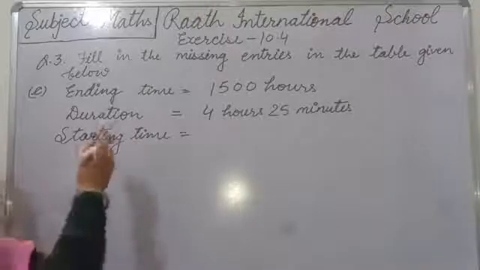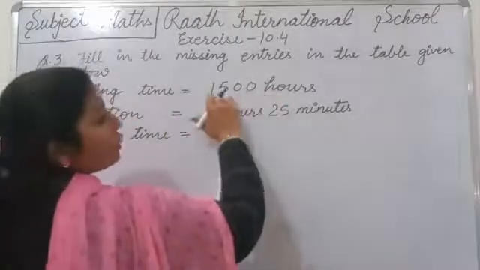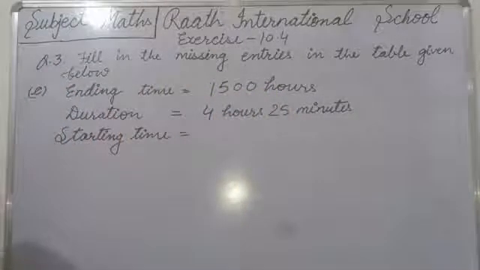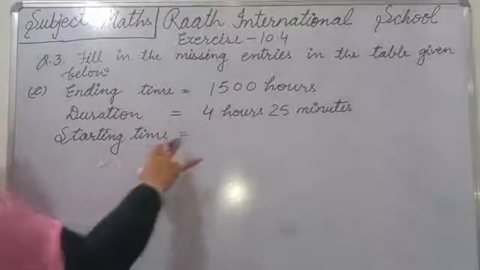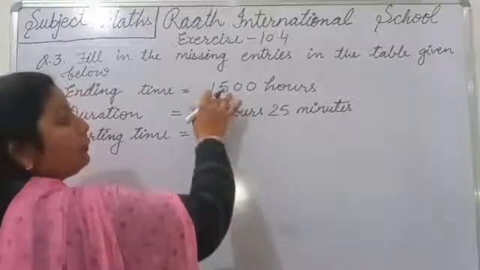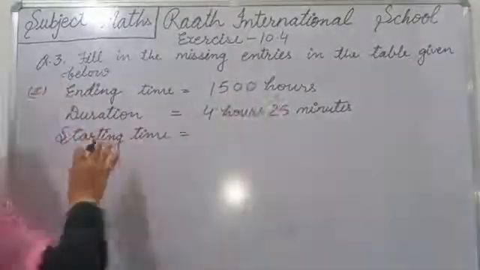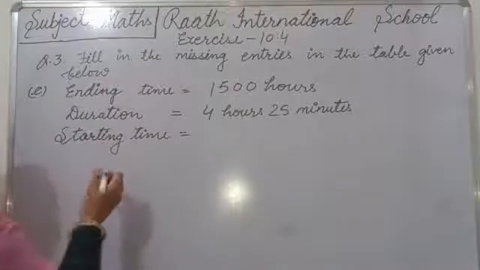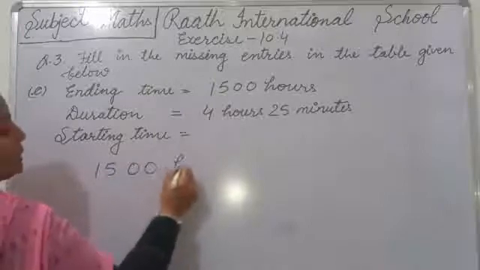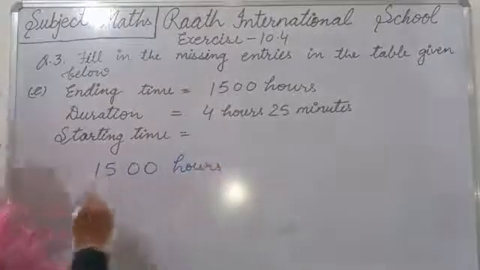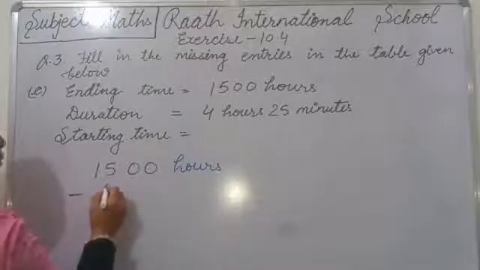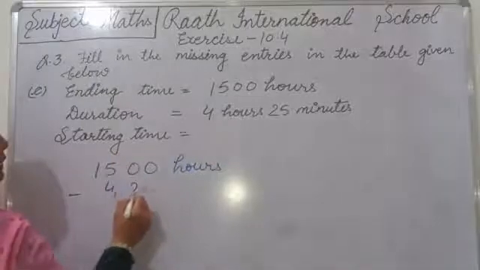Now you can see that ending time is given in 24 hours clock, 15 hours. That means we should give answer also in 24 hours clock. Now duration is 4 hours 25 minutes. So we will subtract 4 hours 25 minutes from 15 hours. So we will get our starting time. So we will start here 15:00 hours, means 15 hours 00 minutes. Now we will subtract 4 hours 25 minutes. So down of hours we will write 4 and down of minutes we will write 25.